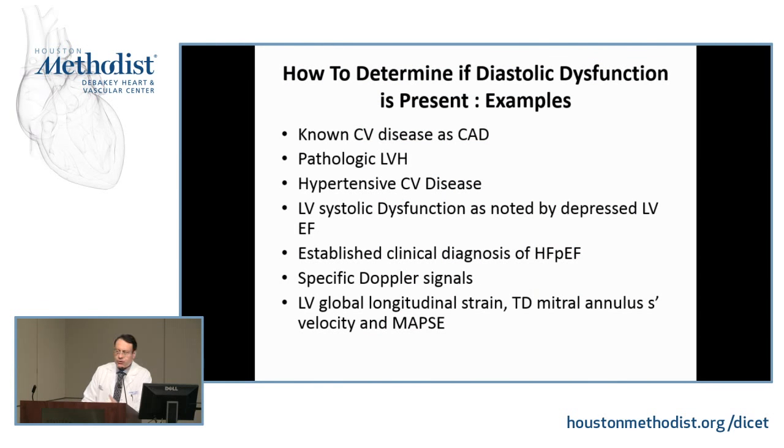How can we determine if diastolic dysfunction is present? Of course, the gold standard we said is cath and all of that info. But practically, day to day, if you look at a patient with cardiovascular disease, CAD, multiple wall motion abnormalities, that's not a normal heart, okay? How about someone who has pathologic left ventricular hypertrophy, aortic stenosis, hypertensive cardiovascular disease? That's an abnormal heart as well.